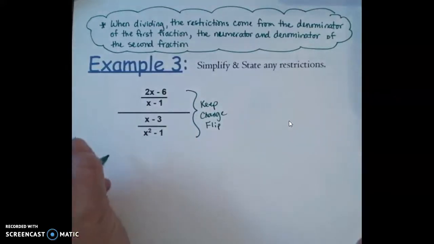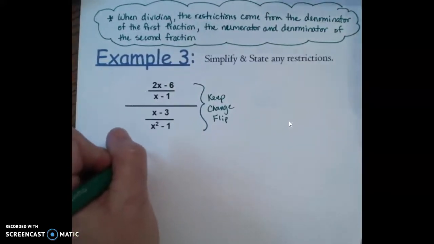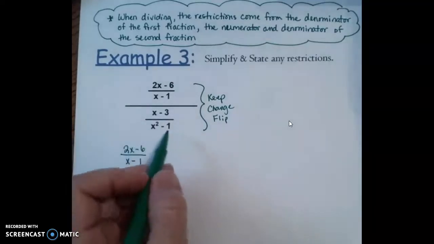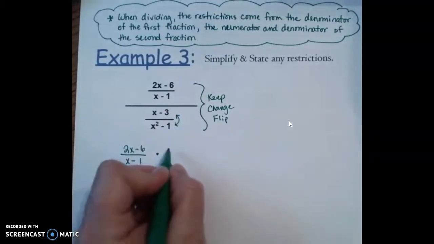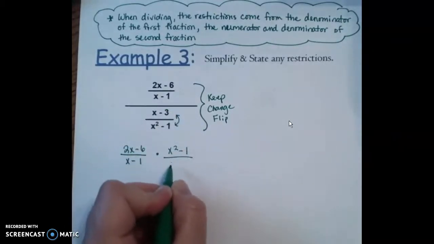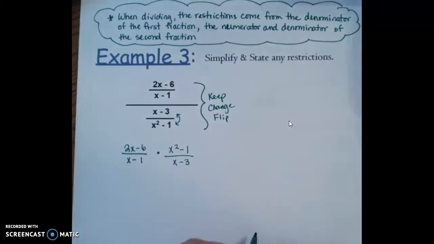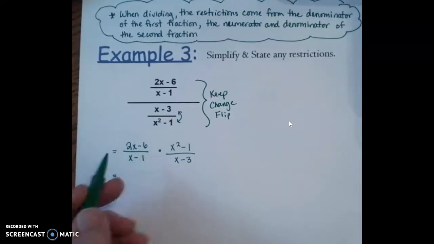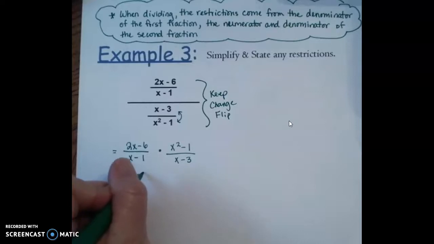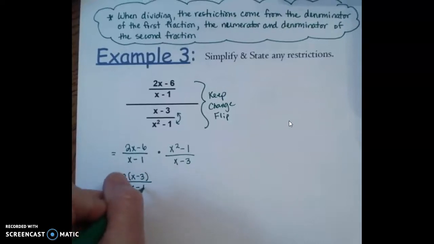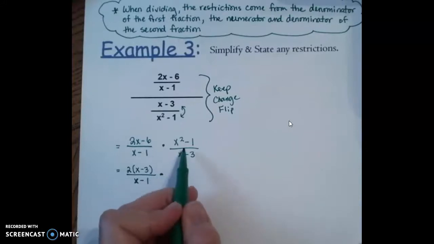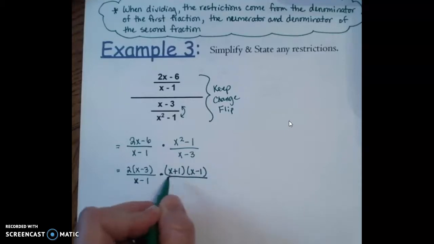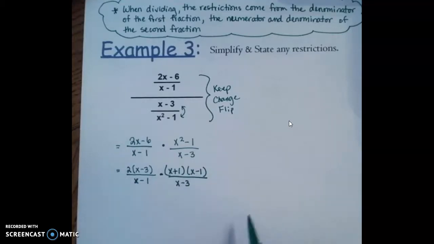So I'm going to keep that first fraction the same. Change that division to multiplication, and then we're going to flip this second fraction. And then we're ready to factor. So on the first fraction, I see that there is a GCF in the numerator, so we're going to factor out that 2. Nothing to be factored in the denominator. We have difference of squares. And then nothing to be factored in this denominator.